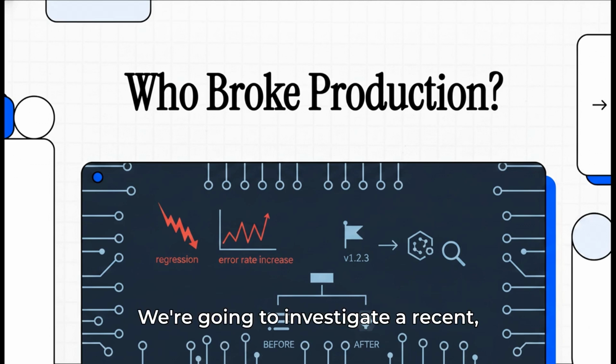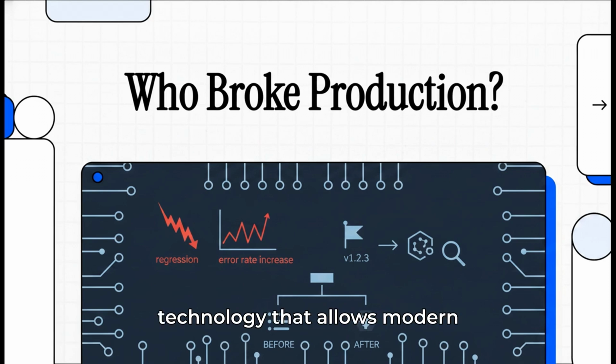We're going to investigate a recent, honestly pretty disastrous deployment. We'll break down exactly what went wrong, and we're going to look at the technology that allows modern engineering teams to figure out exactly who, or actually what specific commit, broke production.